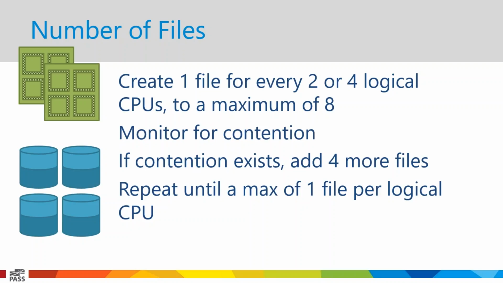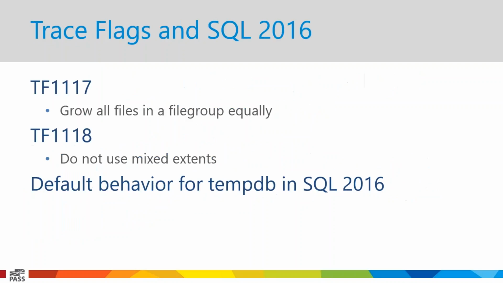But if you're dealing with something like a 64 or 128 way server, I don't want you to start with 64 or 128 files. I want you to start with 8, monitor for contention, and then move on up from there. Because there's no reason to have all of these extra files and the overhead associated with having extra files if you're not going to be experiencing contention above 8 or so. So 8, 16, etc. might be a reasonable number to test with.